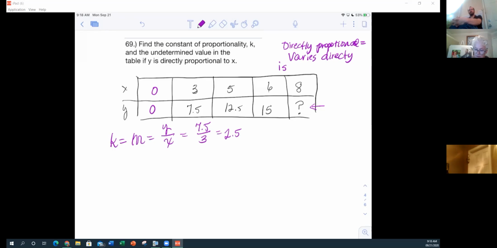And so then I can say y, I'm looking for y, is equal to 2.5 times 8. And 2.5 times 8 is what? 2 times 8 is 20. So that's what would go here. Another way we could have done that is we could have picked any point and set it up with like 15 over 6 equals y over 8, and then done a cross product, and we would have come out with exactly the same thing.